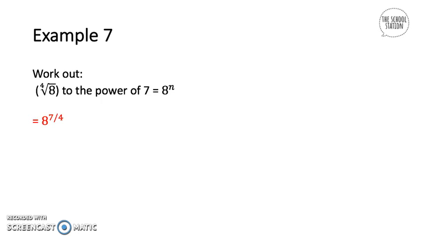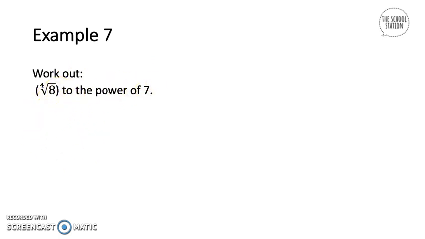Basically what you have to do is find the number that's going to be 8 to the power of n. So you have to turn the root number over here, which is 4, this little number, into the denominator, and then the power is going to become the numerator. So 8 to the power of 7 over 4.